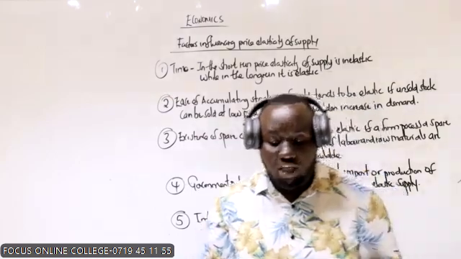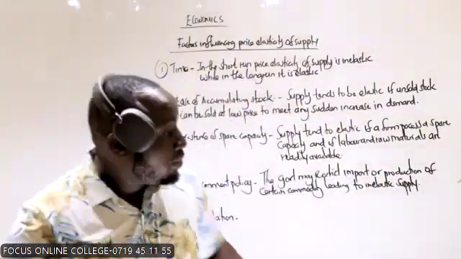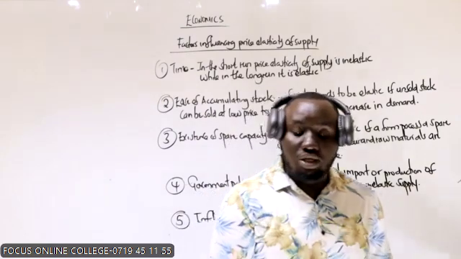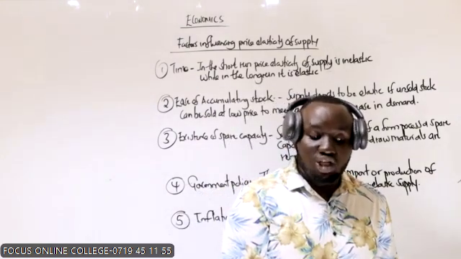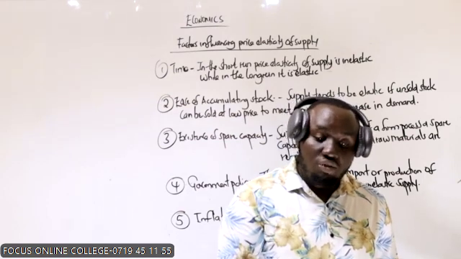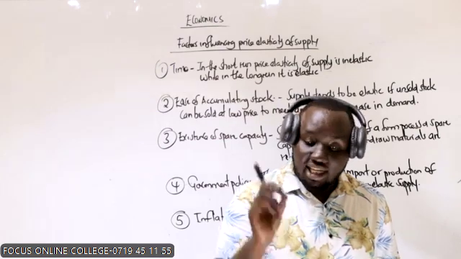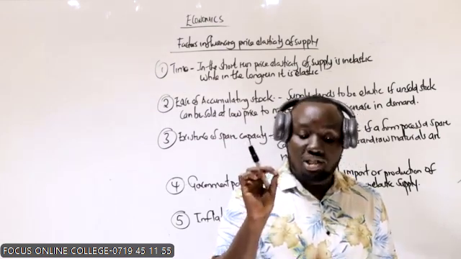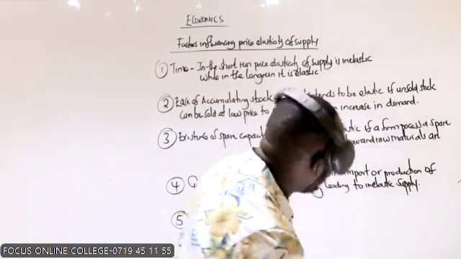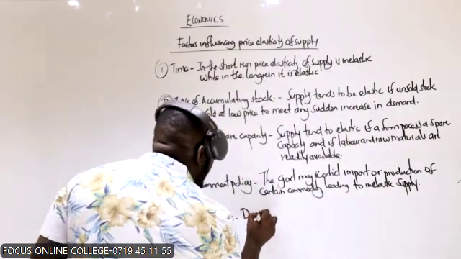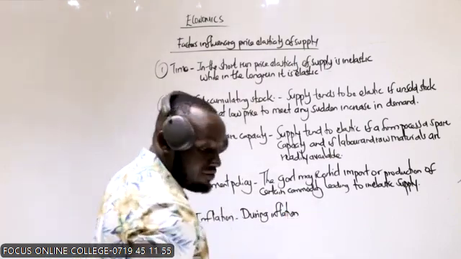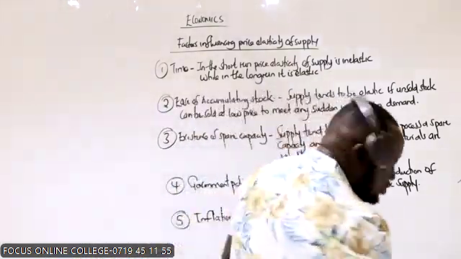Now, what happens during inflation? Quantity supplied during inflation is basically low. Are we together? So during inflation, we know supply tends to be what? Inelastic. Together, team, supply will tend to be inelastic. So we say that during inflation, supply tends to be inelastic.